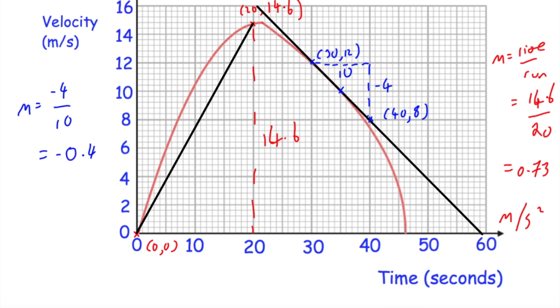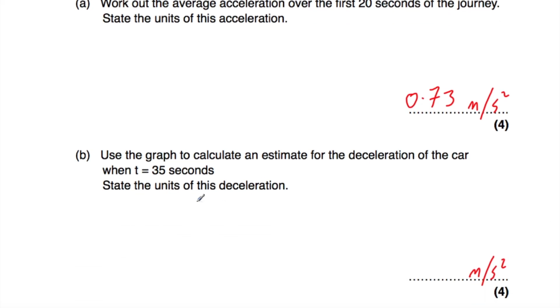So that means the acceleration would be minus 0.4 meters per second squared. But because the question says deceleration, it already knows it's slowing down. So it's going to be just 0.4 meters per second squared. We don't need to write the minus sign when we say deceleration. And that's it. Okay, let's look at our next question.